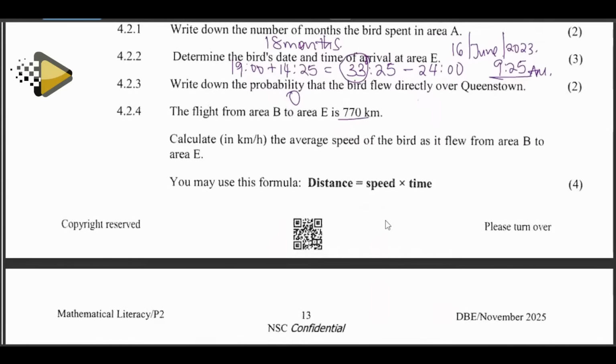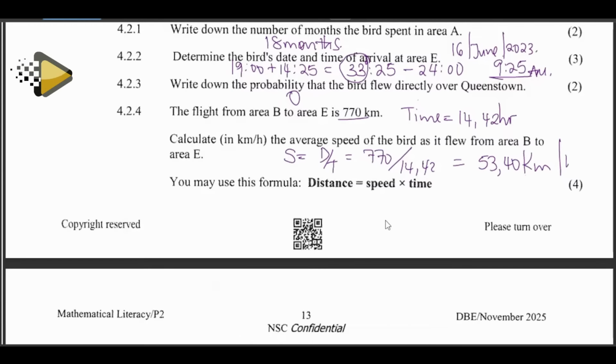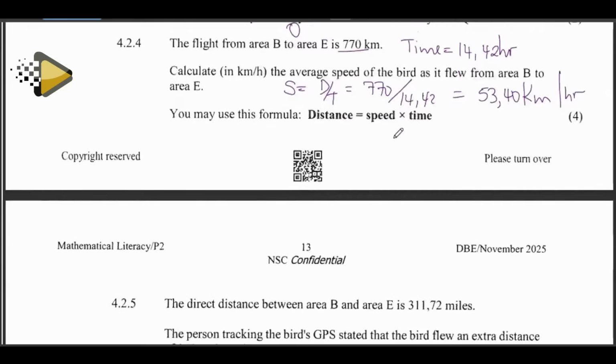So the time we've got is 14,42 hours. So the speed we are trying to get is distance over time, which is 770 divided by 14,42, which gives you a speed of 53,40 kilometers per hour. That was the distance. Sorry, that was the speed.